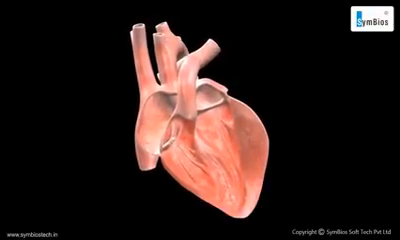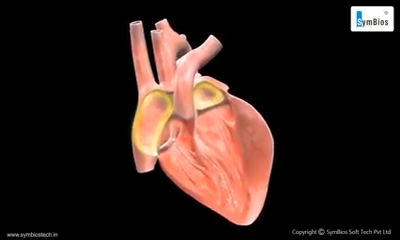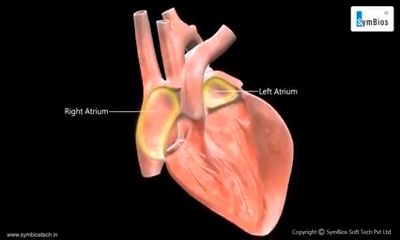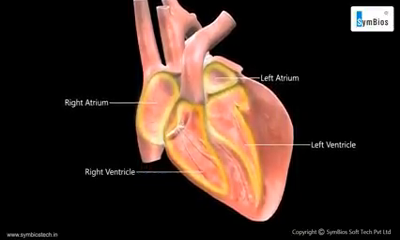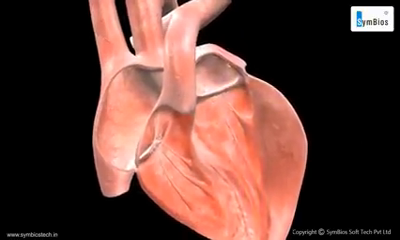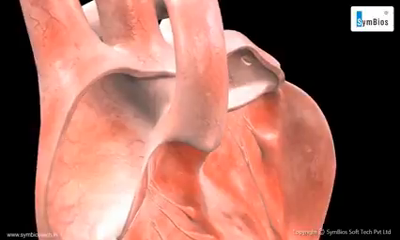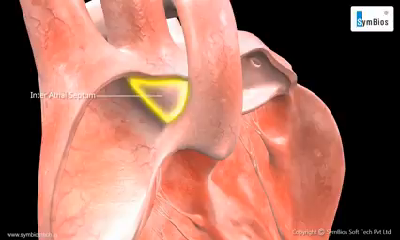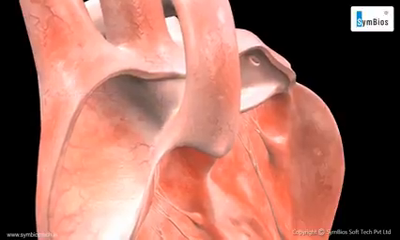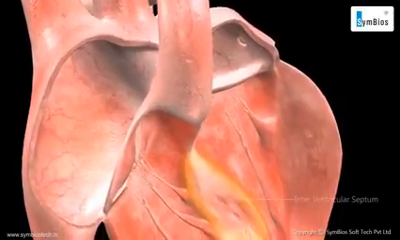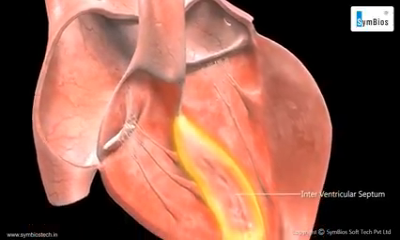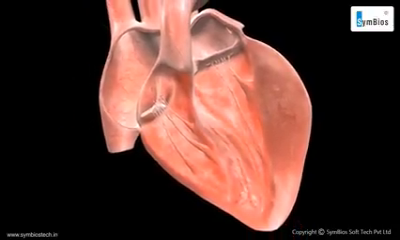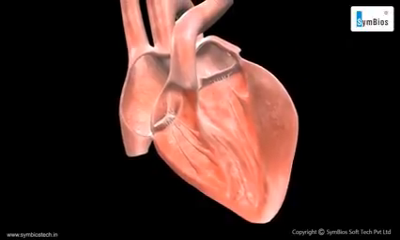The heart has 4 chambers: 2 small upper chambers called atria, and 2 larger lower chambers called ventricles. The right and left atria are separated by a thin muscular wall called the interatrial septum, whereas the right and left ventricles are separated by a thick wall called the interventricular septum. These chambers prevent oxygenated blood from mixing with deoxygenated blood, that is, oxygen-poor blood.